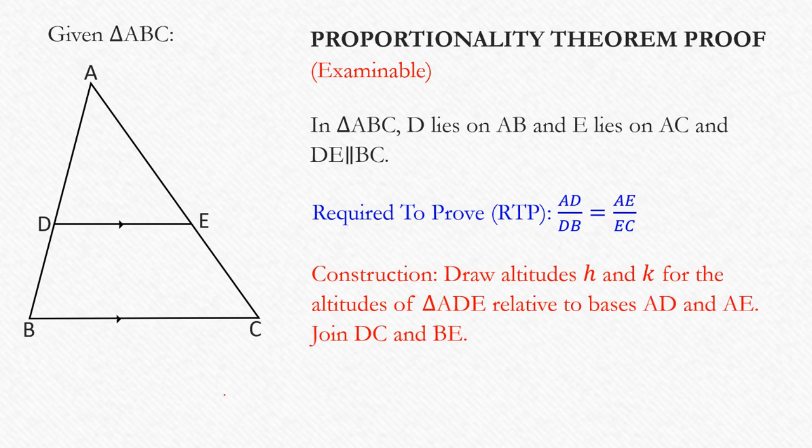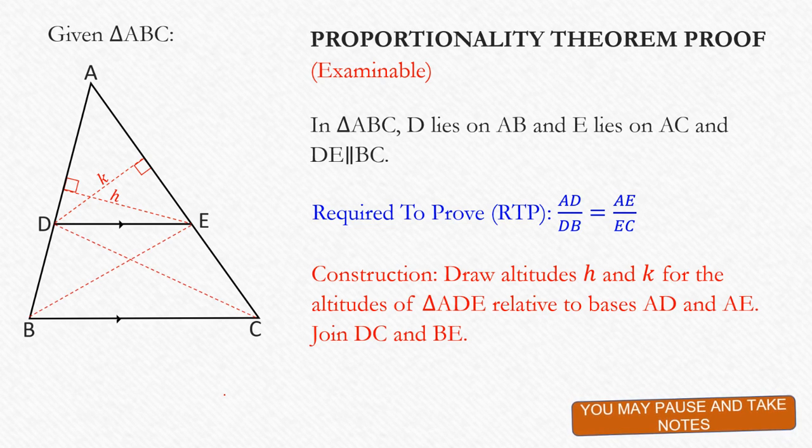All right, let's start. Now we're going to draw the altitude here, which is H. That's the height of triangle ADE if the base is AD. And then if the base is AE, the height is going to be like this. If the base is AE, then the height is going to be K. That's the first step. Then we join DC and BE like that. So now we've created other triangles there: triangle BDE and triangle CDE. You can pause here and take your notes.